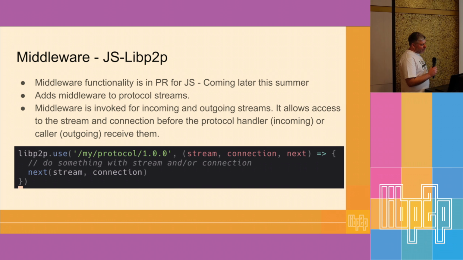We've got a PR for middleware functionality coming hopefully later this summer. It adds middleware to protocol streams. The middleware is invoked for incoming and outgoing streams. It allows access to the stream and connection before the protocol handler or the caller receives them. It's pretty easy to use: libp2p.use, your protocol, and then your method.